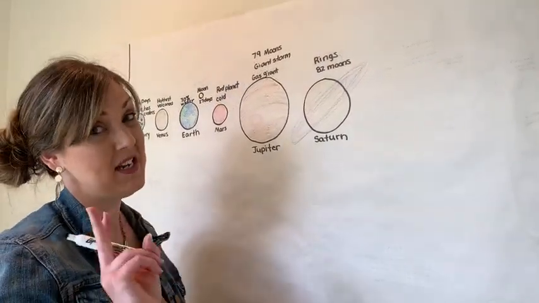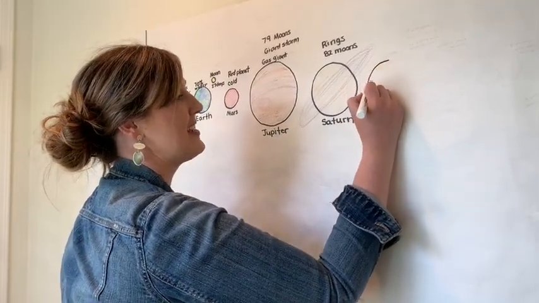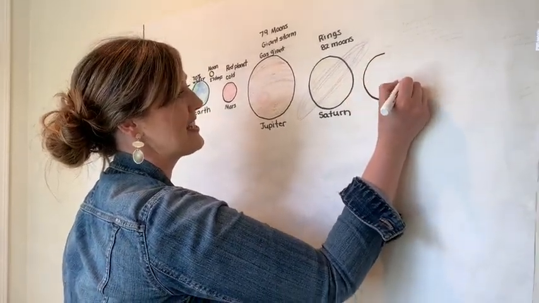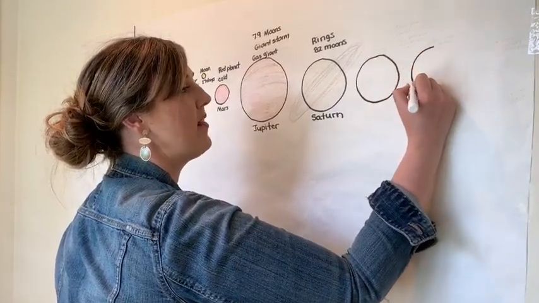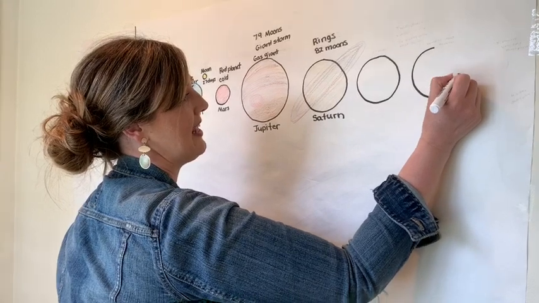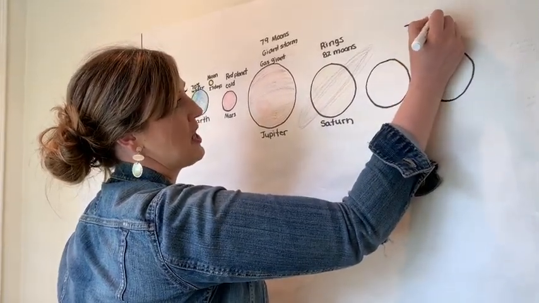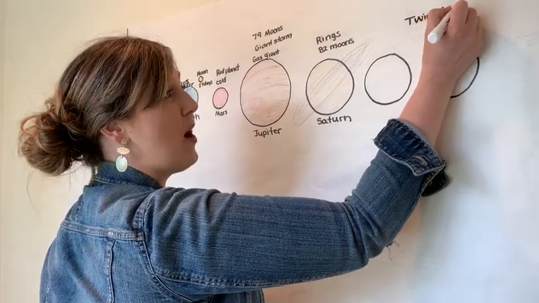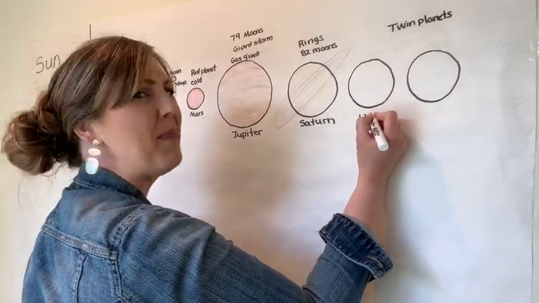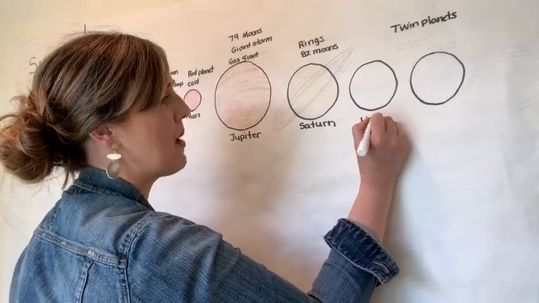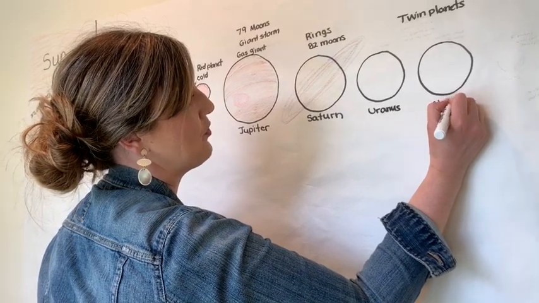Okay, we're gonna do the next two planets together because Uranus and Neptune are sometimes called the twin planets. They're called the twin planets because they're about the same size and they have about the same sort of temperatures, but there are still some things that are very different about them.